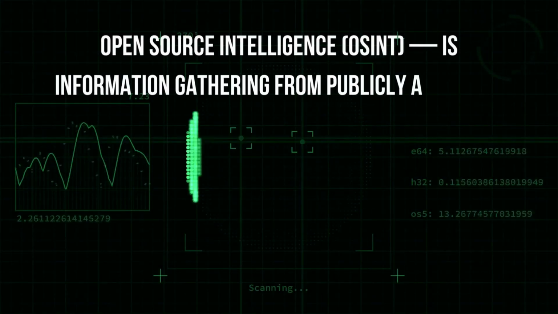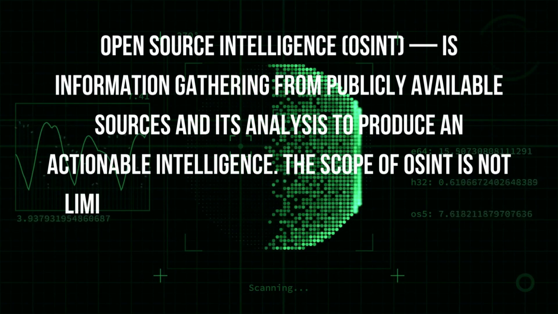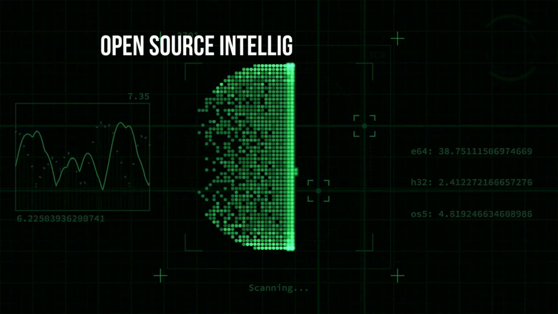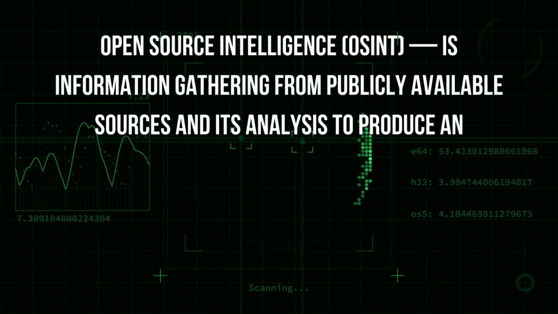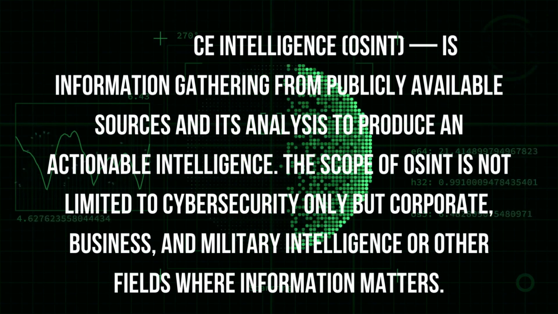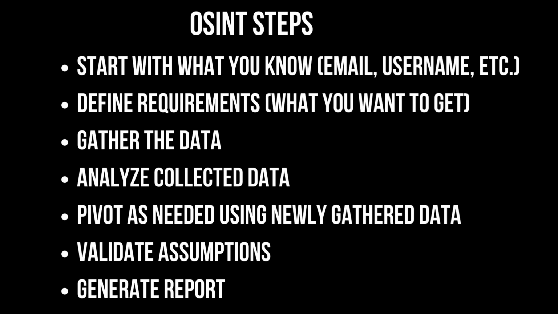OSINT is information gathering from publicly available sources and its analysis to produce actionable intelligence. The scope of OSINT is not limited to cybersecurity only, but includes corporate, business and military intelligence or other fields where information matters. OSINT steps: start with what you know, define requirements, gather the data, analyze collected data, pivot as needed using newly gathered data, validate assumptions, generate report.